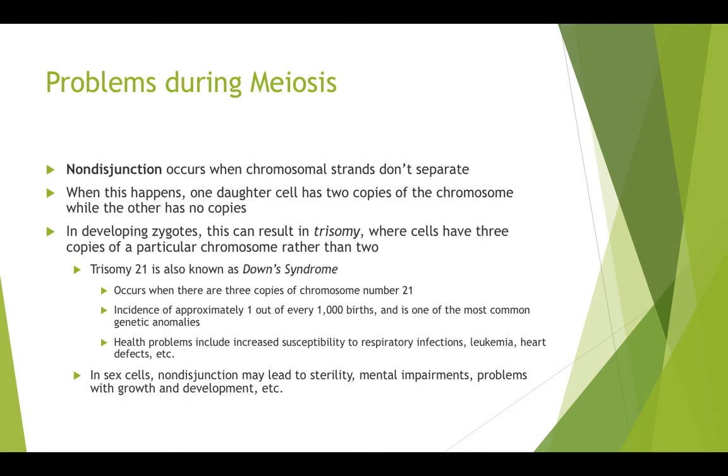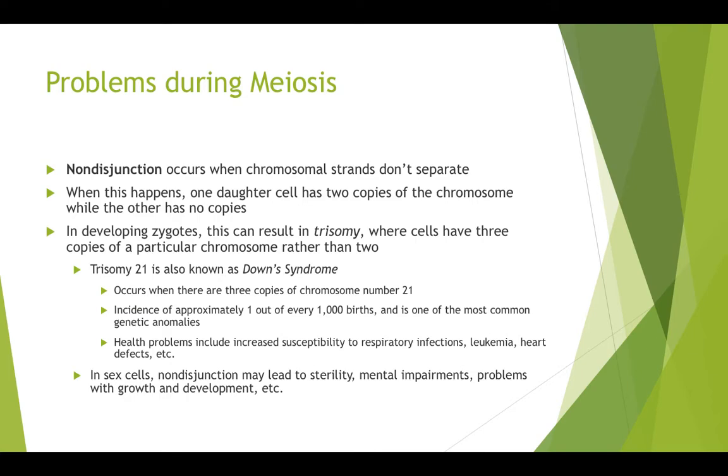So, of course, meiosis is started with the process of DNA replication, and then the cell cleaves into two daughter cells, each of which has two homologous chromosomes. When there's non-disjunction in the second division, one daughter cell ends up with two copies of the chromosome while the other has no copies.